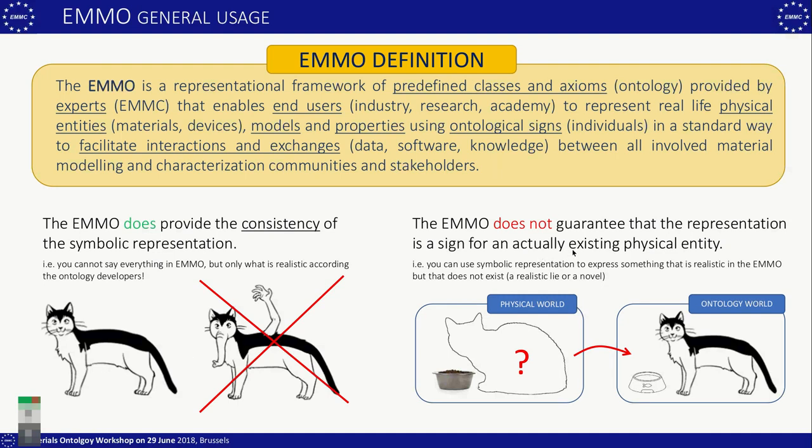But what the EMMO does not guarantee is that the representation that you build in the ontology is always connected to an existing physical entity. For example, if you have this representation in the ontology world of a cat eating its food, we are not sure that in the real physical world we have the cat or the food. So the ontology can be used to build a representation of things that are reasonable to exist but not necessarily exist.